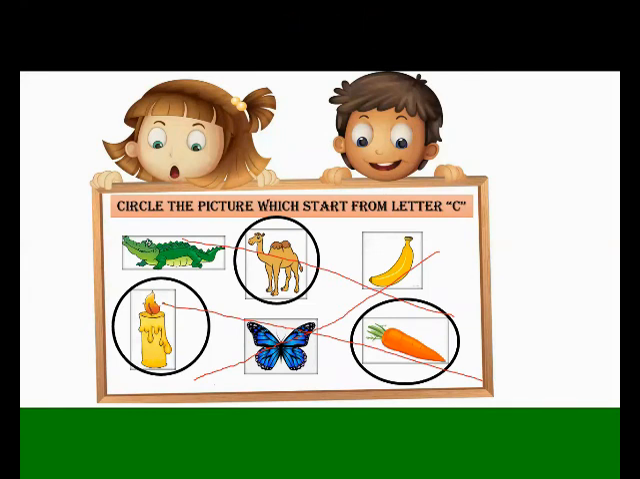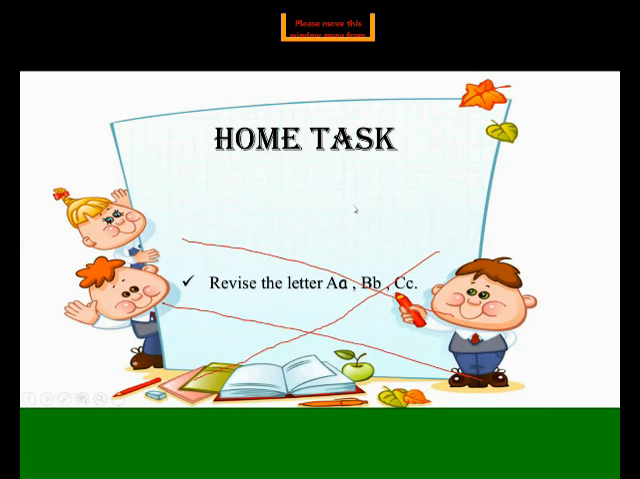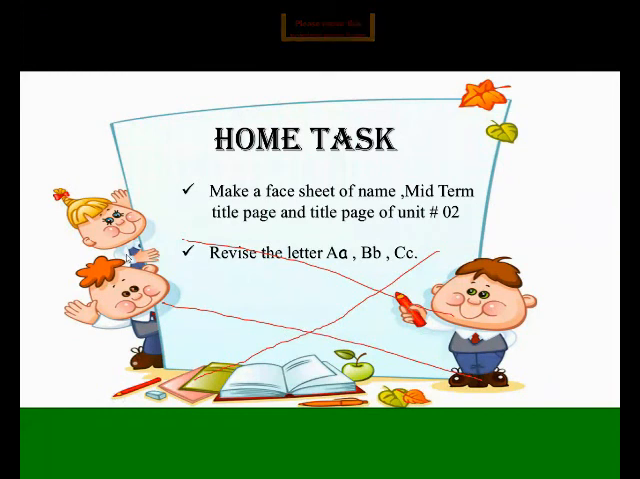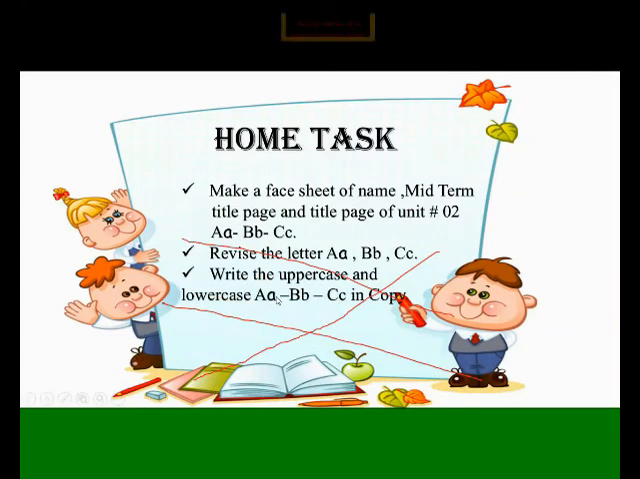Okay, students, now this is the time to discuss home task. This is your home task. Make a face sheet of name, midterm title page, and title page of unit number 2, A, B, C. Next is revise the letters A, B, C, and also revise their sounds. Now write the uppercase and lowercase letters A, B, C in your midterm copy. You have to do your home task in your midterm copy, and take a screenshot of this home task.